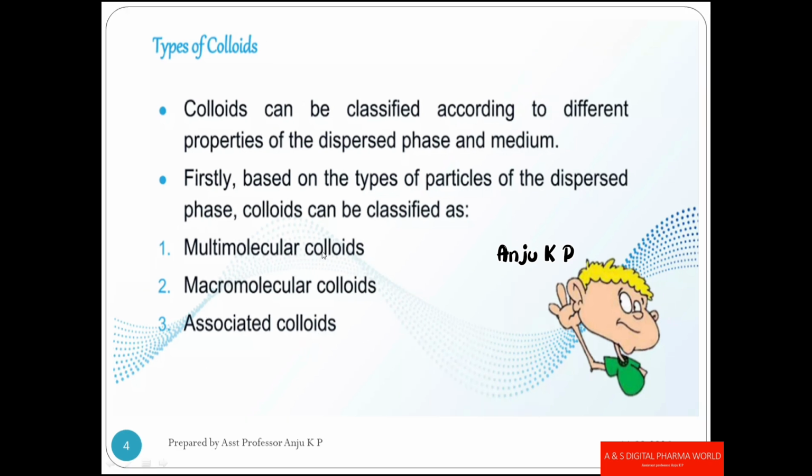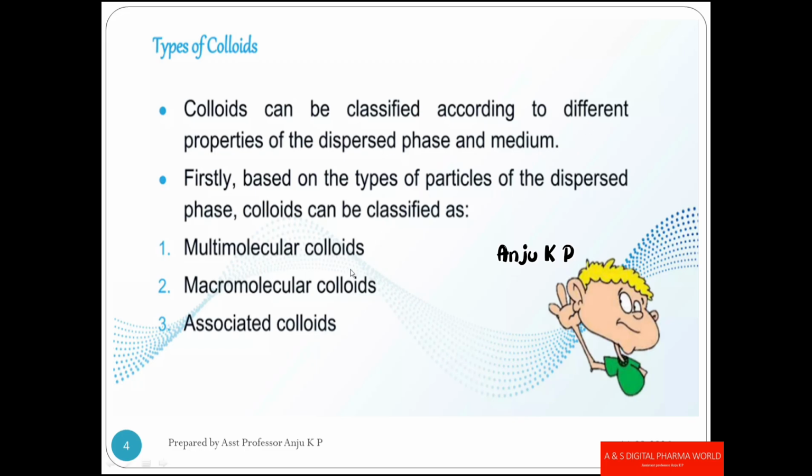Multimolecular colloids. Here, the colloidal particle is formed by the aggregation of a large number of small molecules or atoms. So when multimolecular colloids come, you can think many small molecules will join together and form one colloidal particle, that we are going to call multimolecular colloids. Here the examples are gold sol and sulfur sol. Multi means you have to remember many molecules together forming the multimolecular colloids.